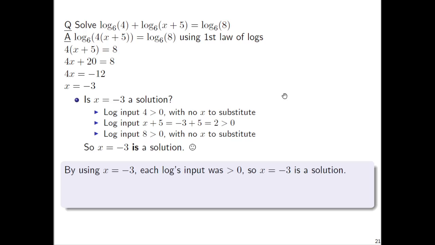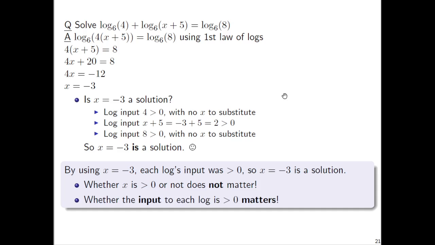So look, by using x equals negative 3, each log's input was bigger than 0, so x equals negative 3 is a solution. Whether x itself is positive, whether x itself is bigger than 0 or not, does not matter. What matters is whether the input to each log is bigger than 0.